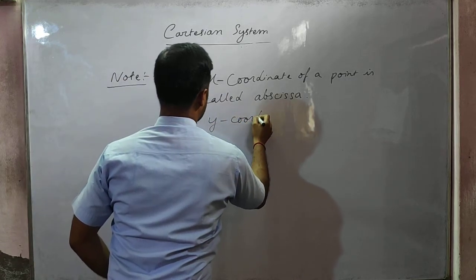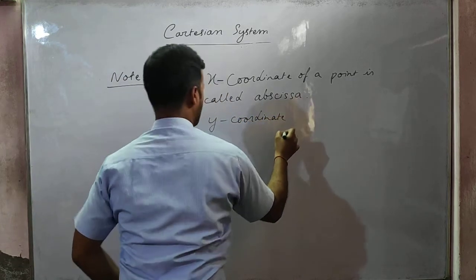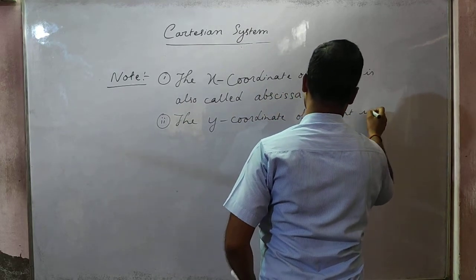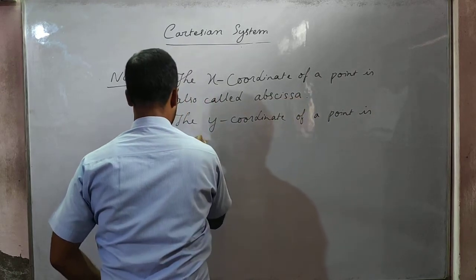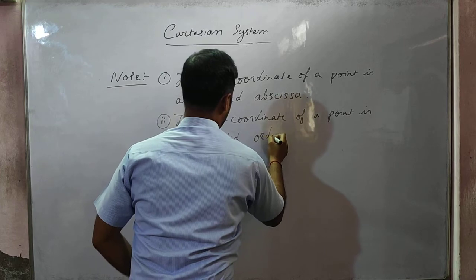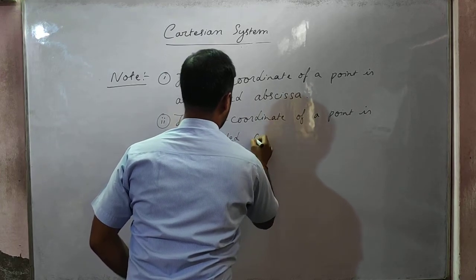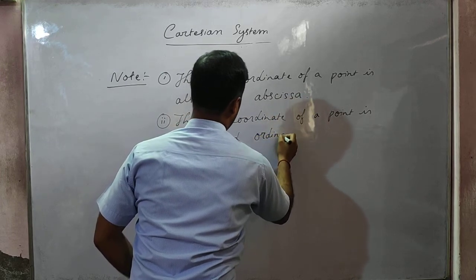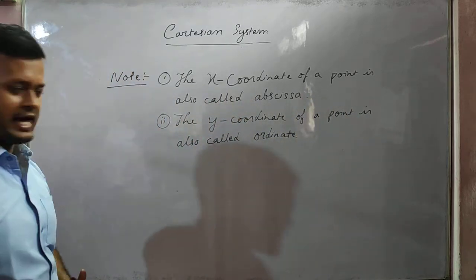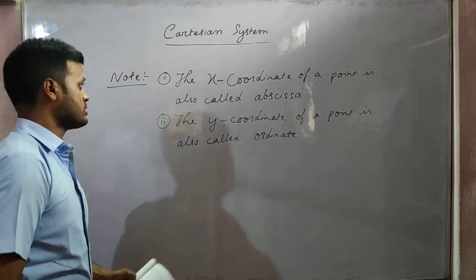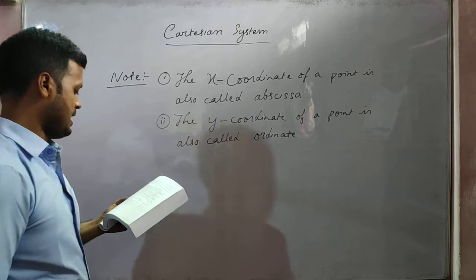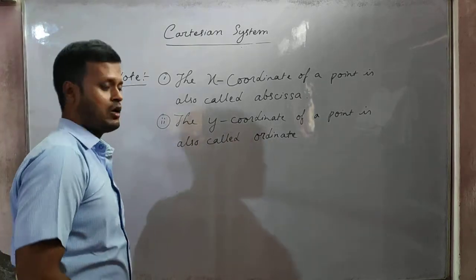The y coordinate of a point is also called ordinate. Okay, in a point both x and y coordinate will be there, isn't it? So the x coordinate of a point is also called abscissa, and the y coordinate is also called the ordinate.